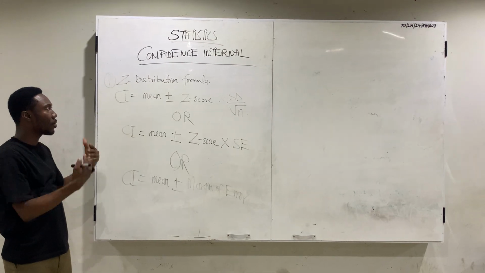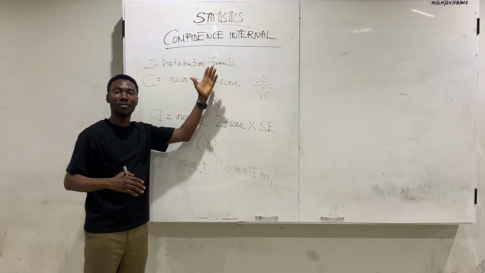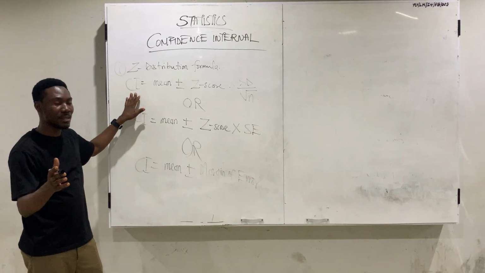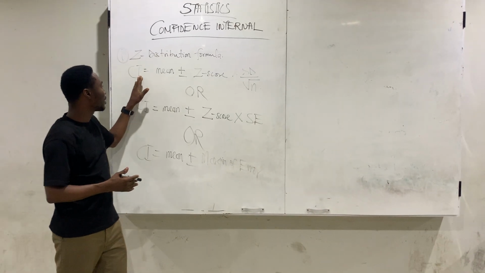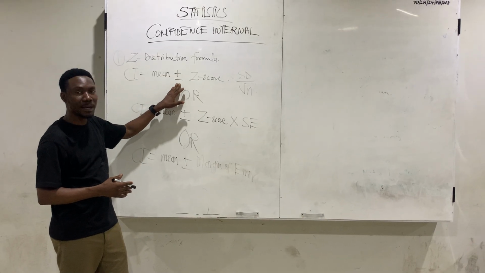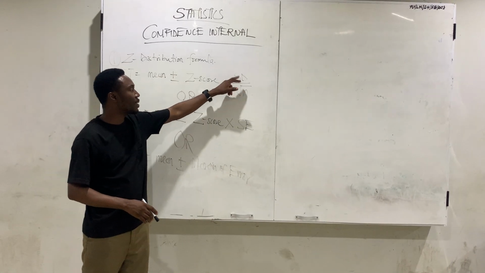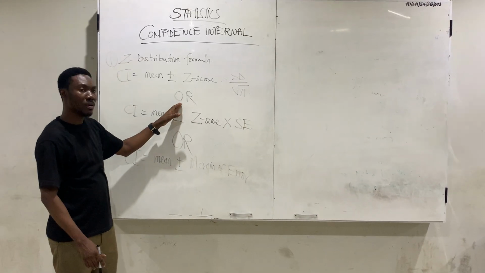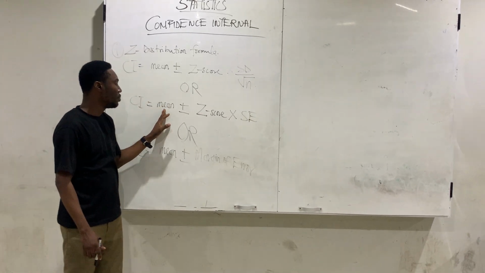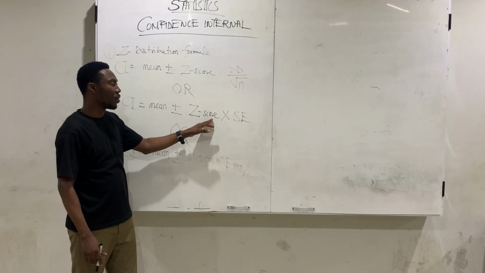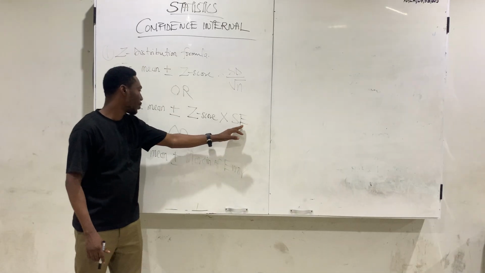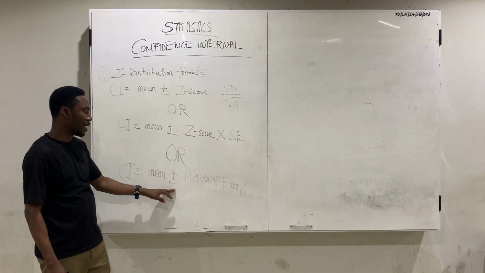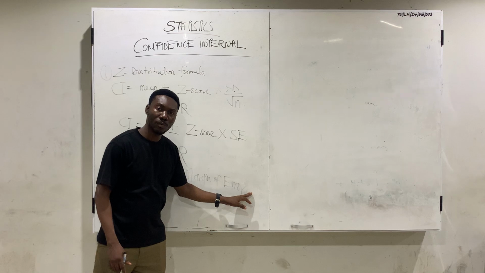This is the first formula. We call it the Z distribution formula. Some literatures will say the Z score formula. So what's the Z score formula? Confidence interval is equal to mean plus or minus Z score multiplied by standard deviation all over square root of n. Or confidence interval is equal to mean plus or minus Z score multiplied by standard error. Or confidence interval is equal to mean plus or minus margin of error.